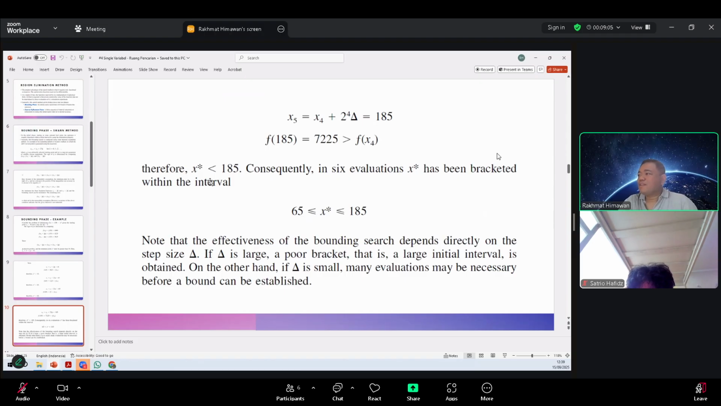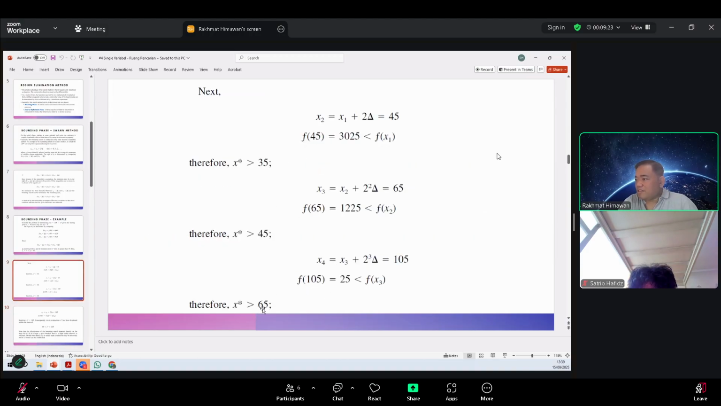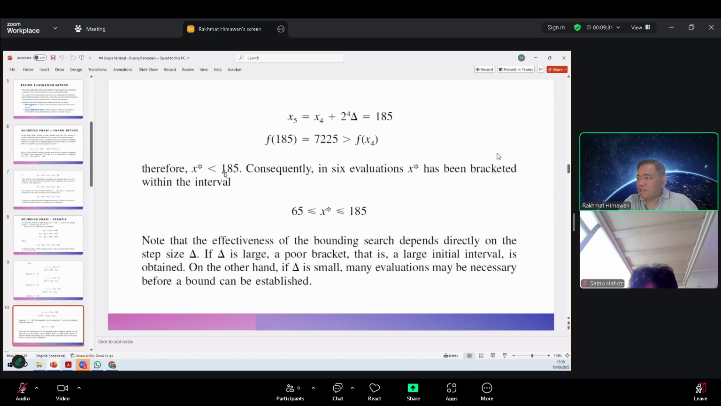So now we can put the bracket into a correct one. X star is definitely less than 185, but it's also more than 65, right? Based on this, it's greater than 65 but less than 185. We can now put the bracket, so x star is between this. This is A, this is B in the graph. Remember the graph between A and B? This is A, this is B. There you go.